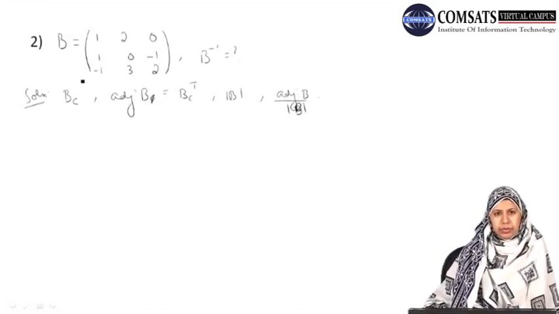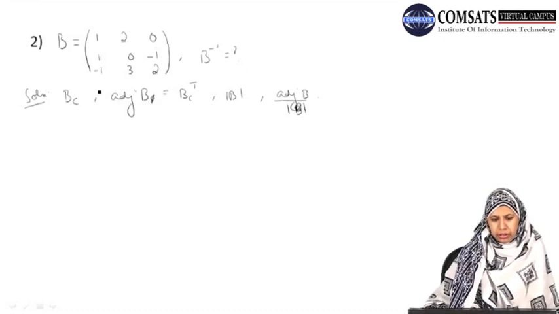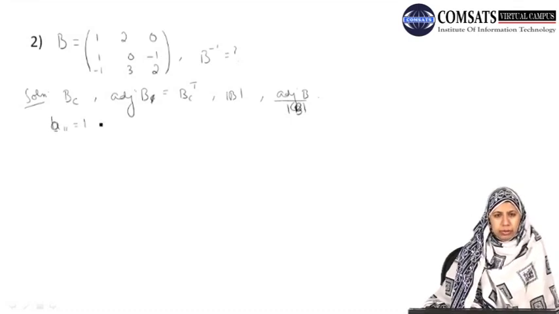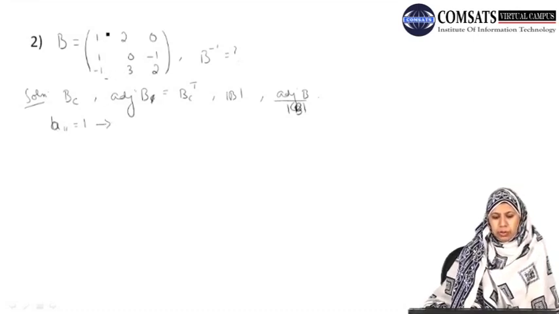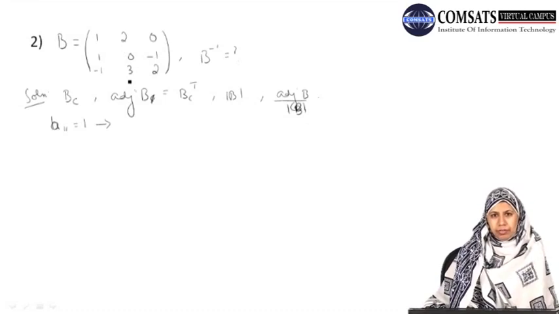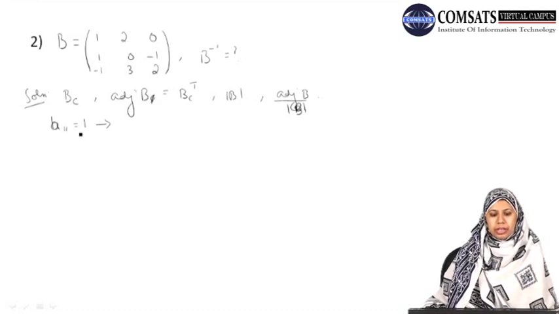Okay, now we start by finding the matrix of cofactors. That is, for each entry we have to find our cofactor and write it in the matrix form. For entry B11, which is equal to 1, the cofactor is obtained by deleting the row and the column containing the entry, which means we neglect the first row and first column. We are left with a submatrix of order 2 by 2, and then we have to find the determinant of this matrix multiplied by the number associated with the entry.